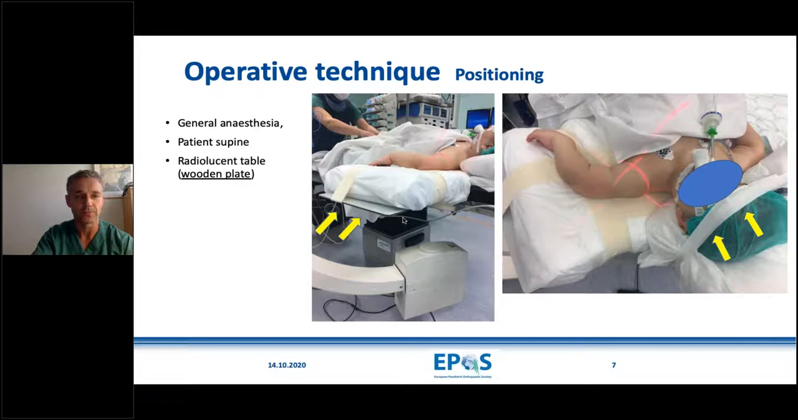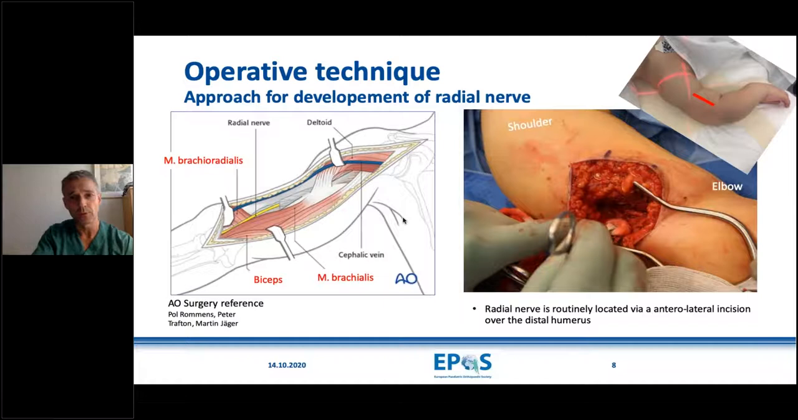We start with an anterolateral approach in order to develop the radial nerve. You can see it on the right side. It's a short approach, but we make sure that we develop the brachioradialis muscle and the brachialis and biceps muscle. And in the interval between the brachioradialis and brachialis, we would develop the radial nerve.